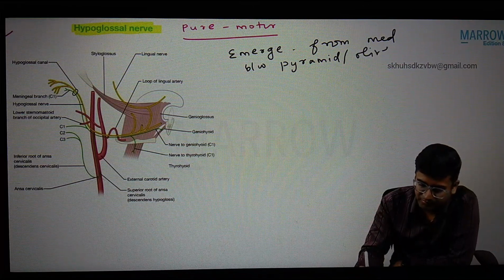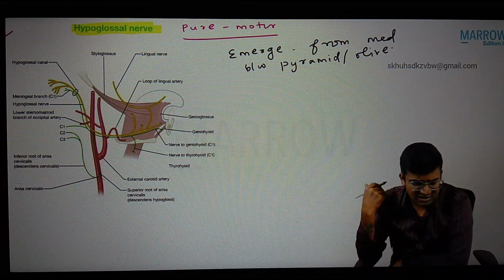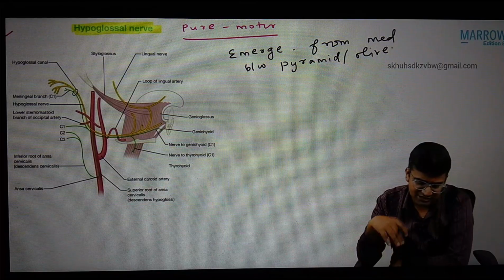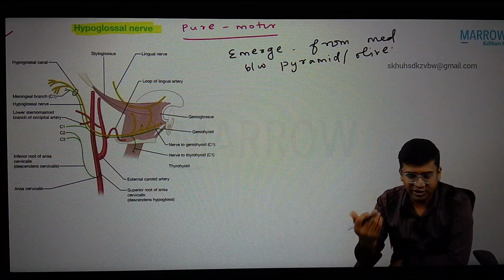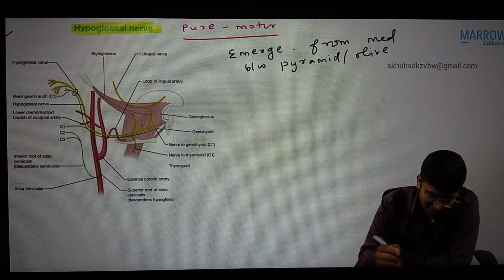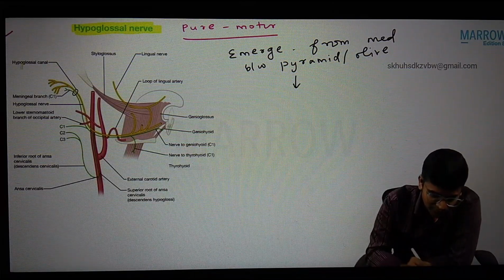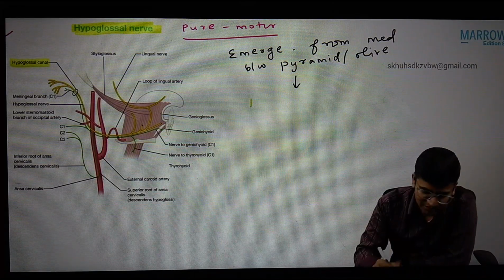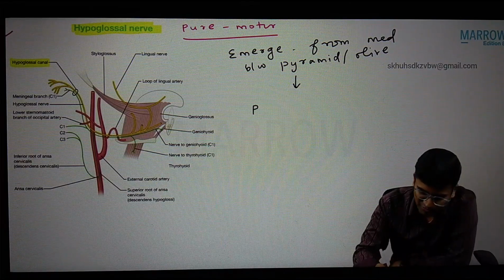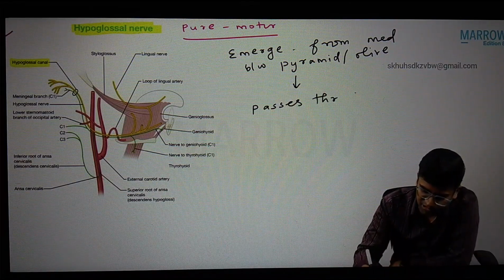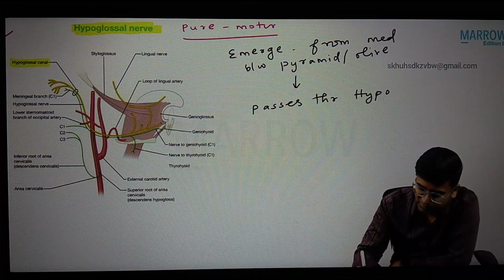and olive. The hypoglossal nerve arises from numerous rootlets, and these rootlets join together to form two rootlets, and the two rootlets form one single trunk, and that single trunk passes through the hypoglossal canal. So the hypoglossal nerve passes through the hypoglossal canal.